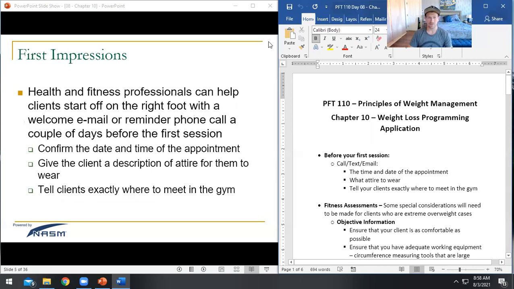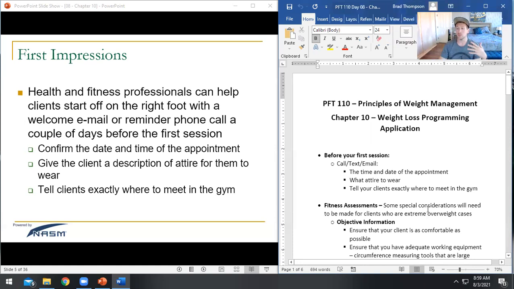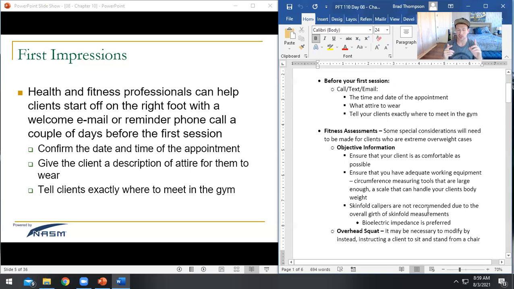Looking at this, first impressions are obviously going to be huge with anybody, right? It doesn't matter if it's a weight loss client or an athlete, your first impression is big. So this is going to start you off on the right foot. Before your first session, you're either going to call or text or email your client to make sure that you are confident about when they're going to show up.